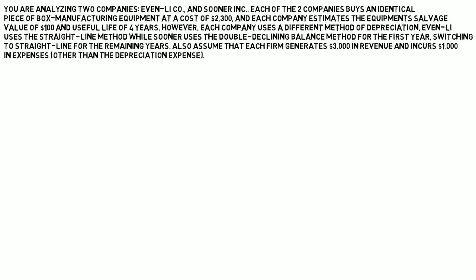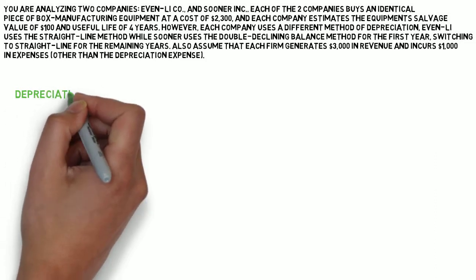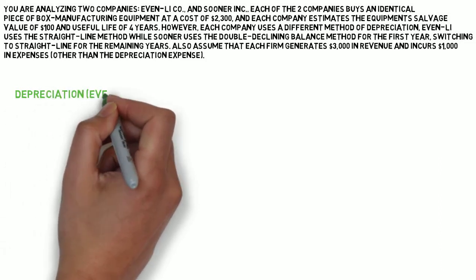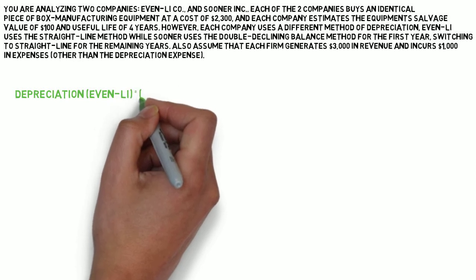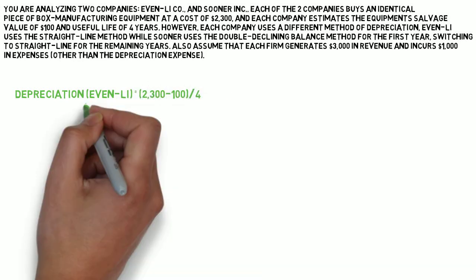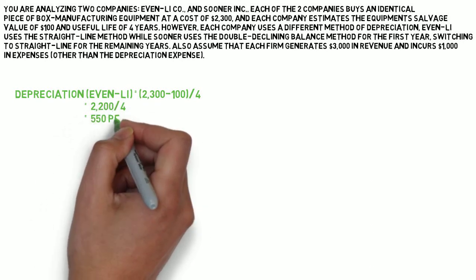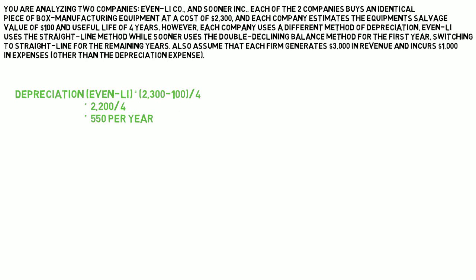Since Evenly uses straight-line depreciation method, its depreciation expense will remain the same for the entire useful life of the asset and is calculated as follows. Cost of asset, which is $2,300, minus the salvage value, which is $100. This gives us $2,200, and dividing this number by the useful life of an asset, which is 4 years, gives us a depreciation expense of $550 per year.